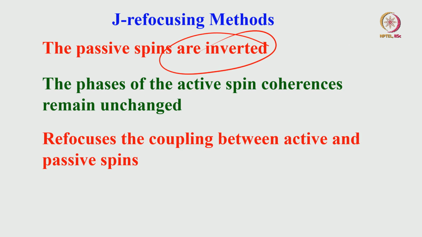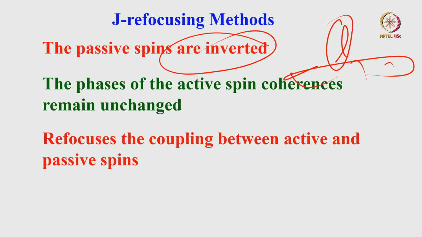Let us take an active spin. Select one of the spins, which is the active spin, that is not coupled. All the other passive spins are inverted. What will happen? All the passive spins are inverted, while the active spin's phase remains unaltered, remains the same, unchanged.